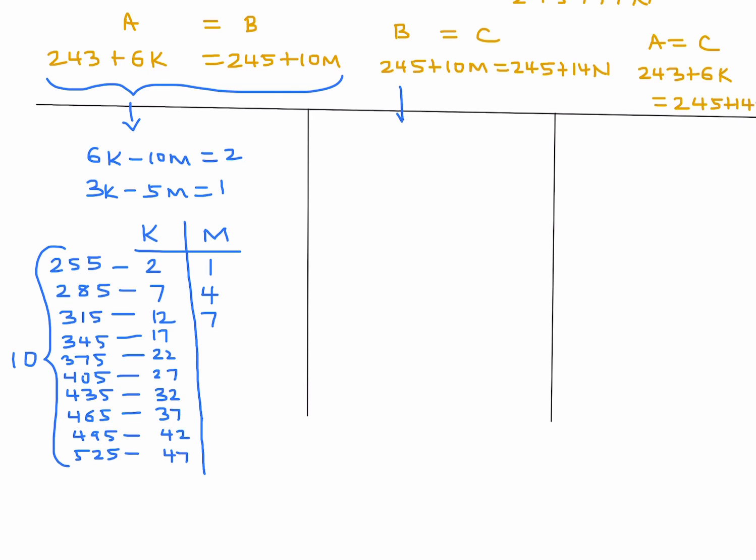So let's now go to bus C and B. So this gives me 245. Oh, those cancel. So it's just 10M is equal to 14N. Okay, and then I guess I can divide through by 2. 5M is equal to 7N. So again, make a little table, and off we go.